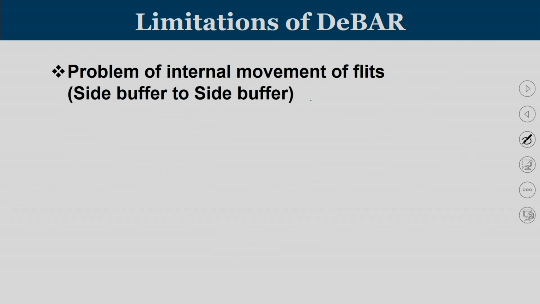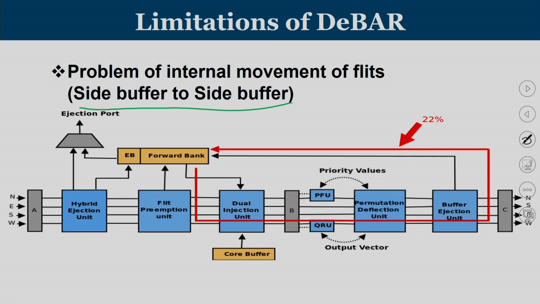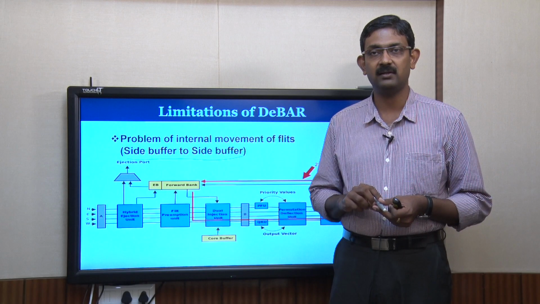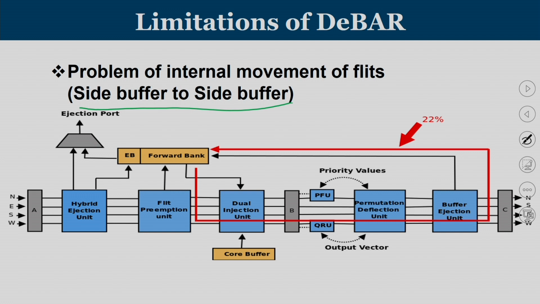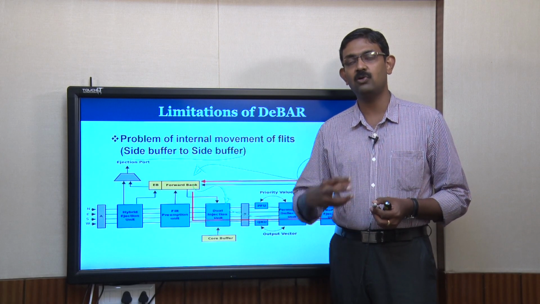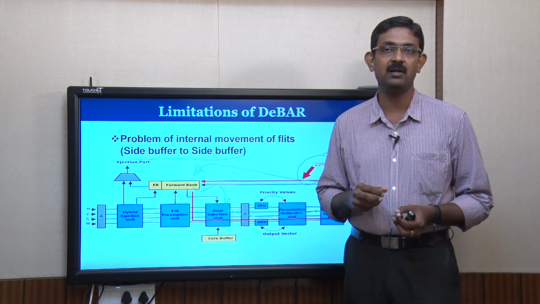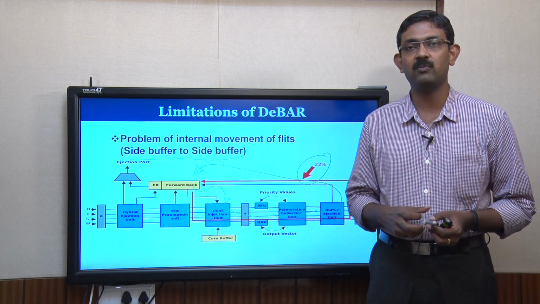The third limitation of D-bar is the problem of internal flit movement from side buffer to side buffer. The concept of side buffer to side buffer is that there was a flit which reached the side buffer because it was assigned a non-productive port in the previous cycle. So, we have a flit in the side buffer which tries to re-enter the router pipeline, and in this cycle also, upon reaching the permutation deflection network, it again got a non-productive port. So, that flit is going back to the side buffer again. This happened in 22% of the cases. So, a flit which was in the side buffer enters the router, goes for port allocation, and again comes back to the side buffer because the port allocation was not favorable for the flit.